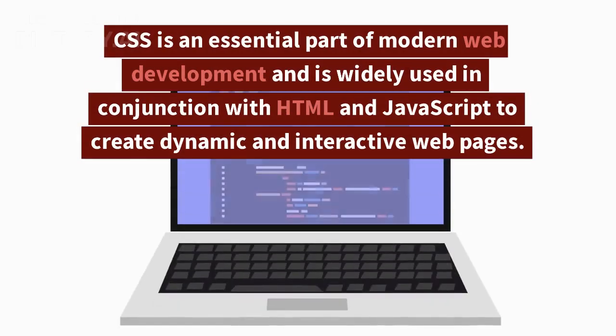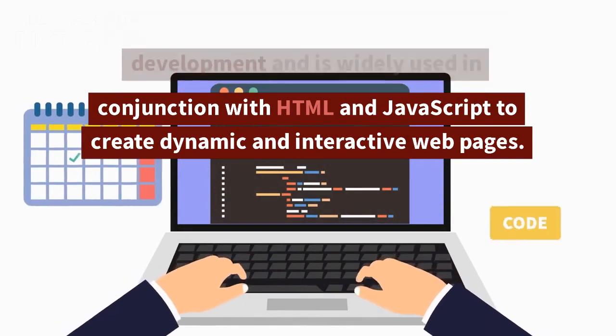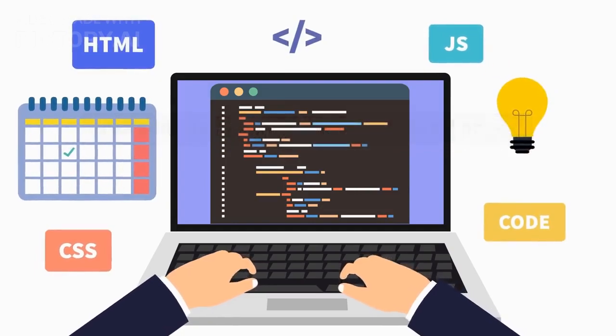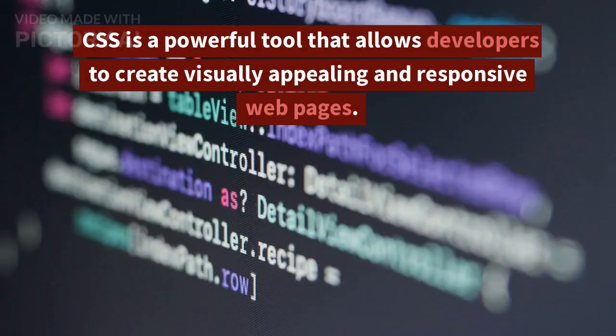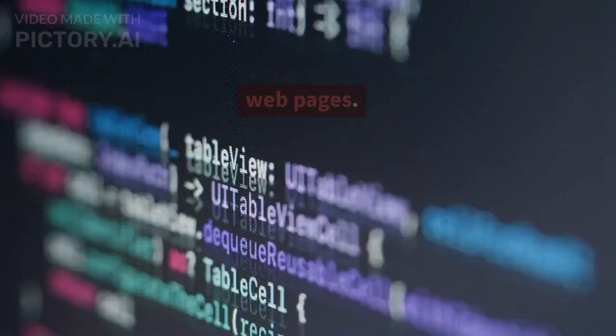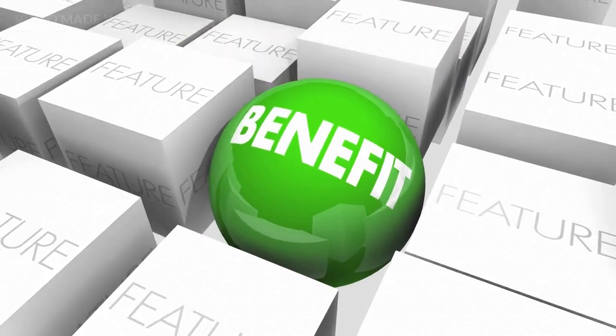CSS is an essential part of modern web development and is widely used in conjunction with HTML and JavaScript to create dynamic and interactive web pages. CSS is a powerful tool that allows developers to create visually appealing and responsive web pages. Here are some key features of CSS.